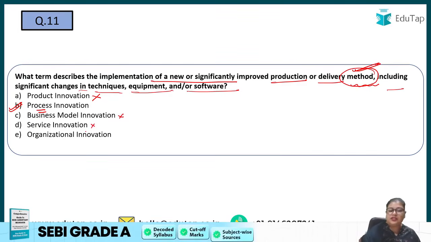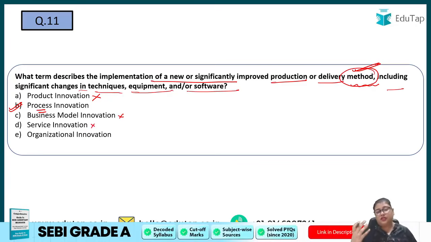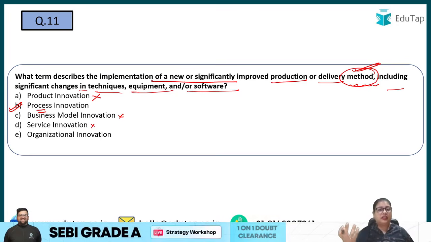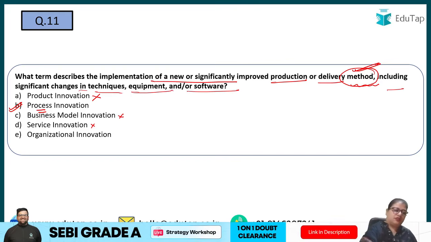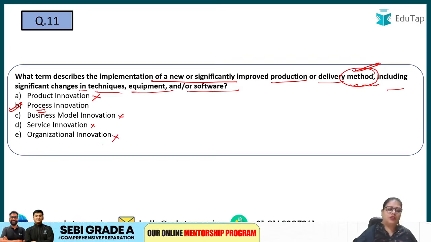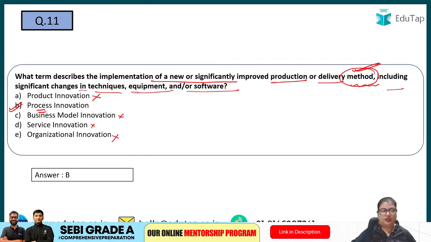And organizational innovation. Organizational innovation is when I'm trying to change the hierarchy or the structure of my organization. So here I'm not changing that. So again, this will also be the incorrect option. So the answer is process innovation.